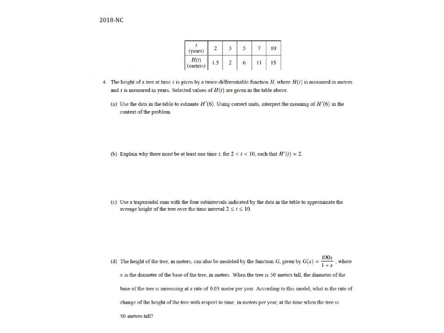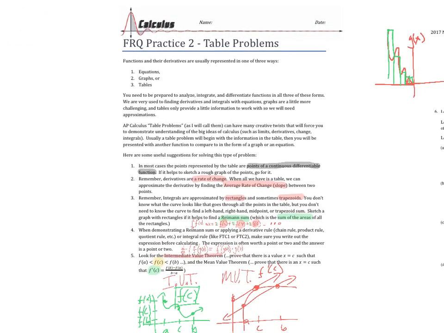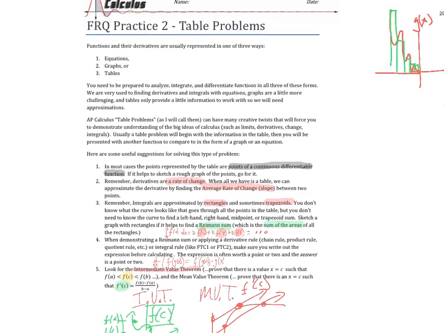Just kind of glancing at these, here's another table problem. There must be at least one time where h prime of t equals 2. That's one of those theorems. Is it the intermediate or mean value theorem? Think about that one. So lots of these things will show up, so hopefully those recommendations will help you be successful at your table problems.